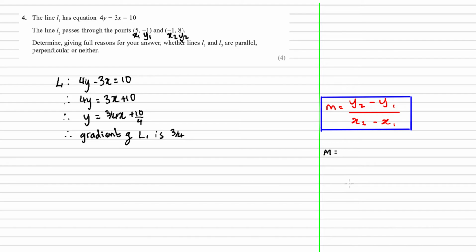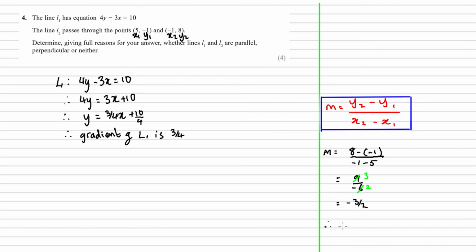So I'm going to find the difference in the y coordinates, y2 minus y1, so that's 8 minus minus 1. And that's being divided by the difference in the x coordinates, which is minus 1 minus 5. 8 minus minus 1 is 8 plus 1, which is 9. And this is being divided by minus 1 minus 5, which is minus 6. So I can now cancel this fraction. 3 goes into 9 3 times, and 3 goes into 6 2 times. So the gradient turns out to be minus 3 over 2.